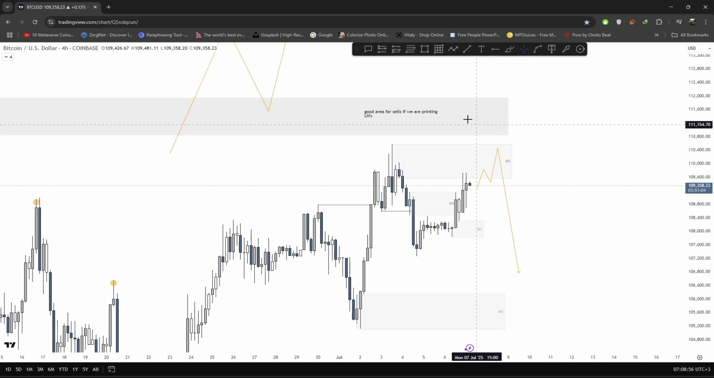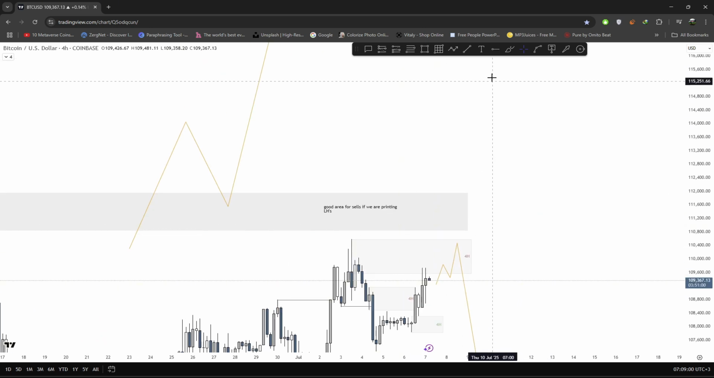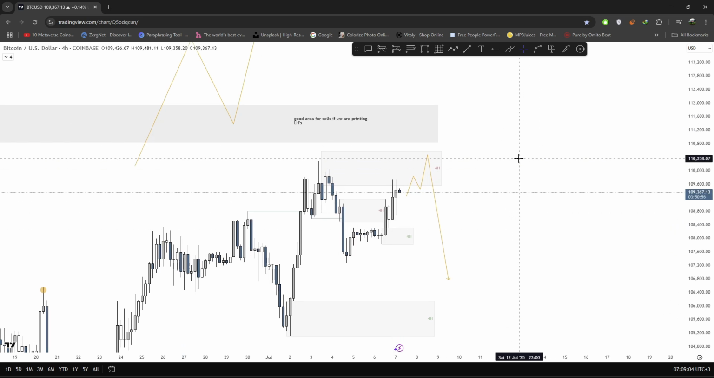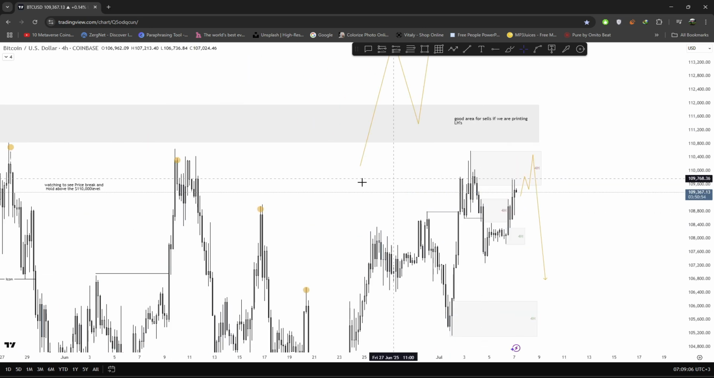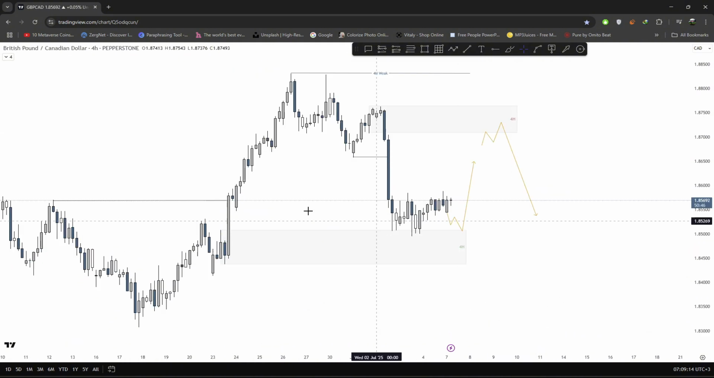I know we will be struggling quite a bit to break above that area again. But if we do, then I'd be happy. We'd be looking for continuation buys to the upside because we know that it'll be aggressively looking to break out of that zone. GBP CAD, almost the same thing.